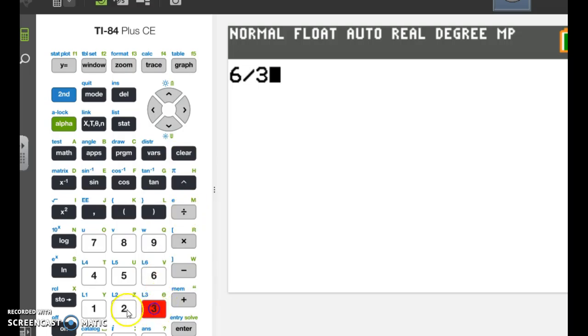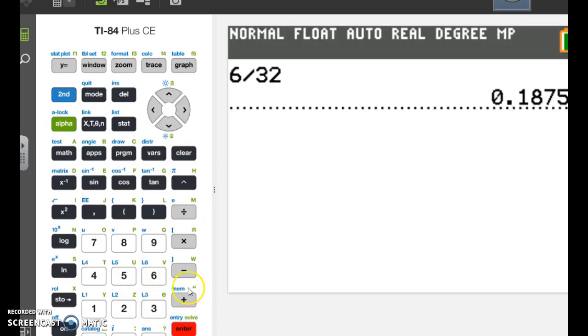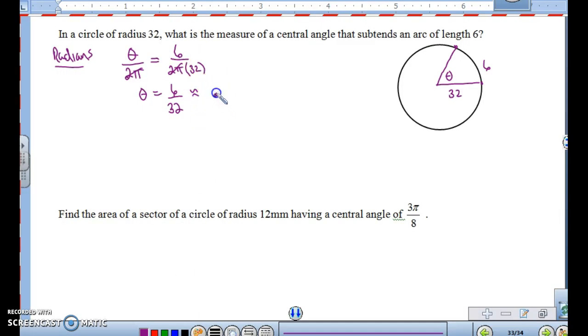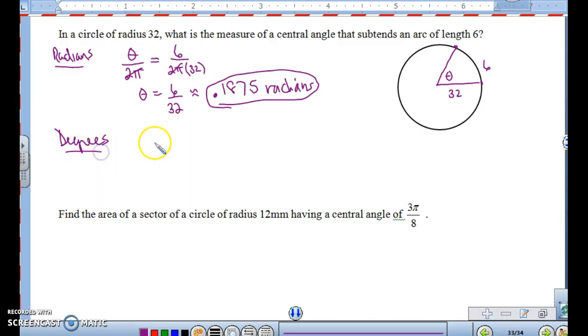6 divided by 32, and you get 0.1875. So this is 0.1875 radians. Okay. Now, what if we wanted to do this in degrees? Well, it would be theta over the whole 360 degrees, if it's in degrees. And then the same thing here, 6 over 2 pi times 32.